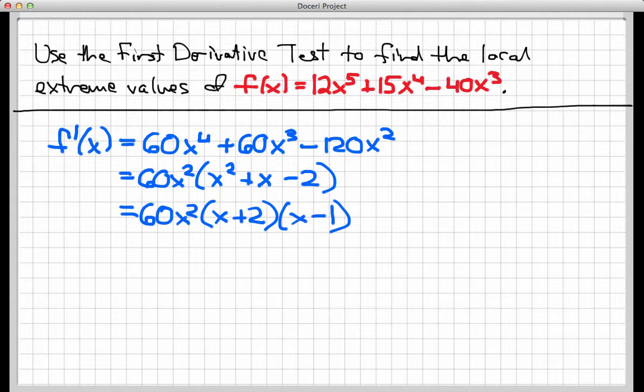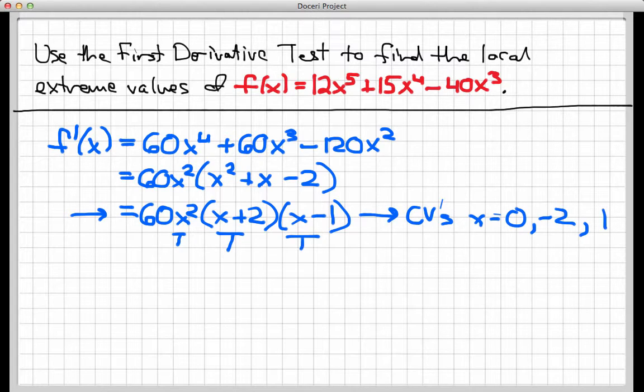Now, what are the critical values of f? That would be the places where f prime is either 0 or undefined. f prime is a polynomial, and so there are no places where f prime is undefined, so we can forget that part. So where is f prime equal to 0? Well, if this expression is equal to 0, then either x squared is 0, x plus 2 is 0, or x minus 1 is 0. That would give me critical values of x equals 0, which makes this term equal to 0, negative 2, which would make this term equal to 0, or positive 1, which would make this term equal to 0. So I have these three critical values for my function: 0, negative 2, and 1.